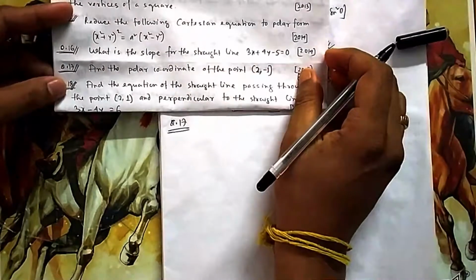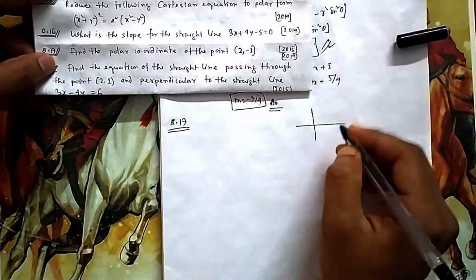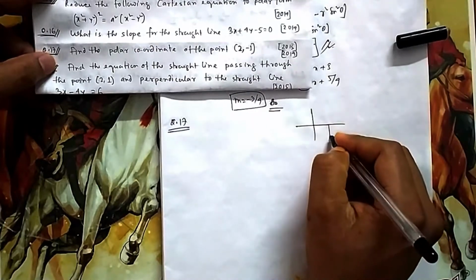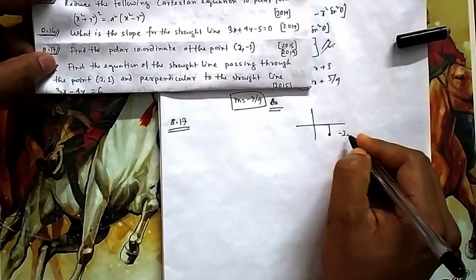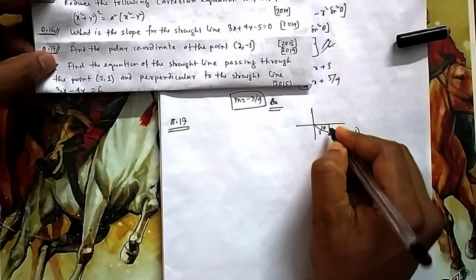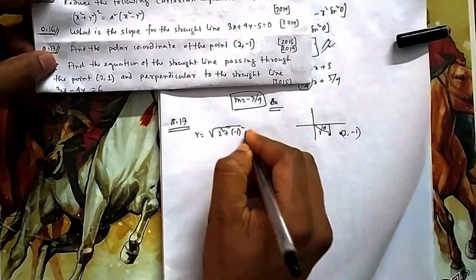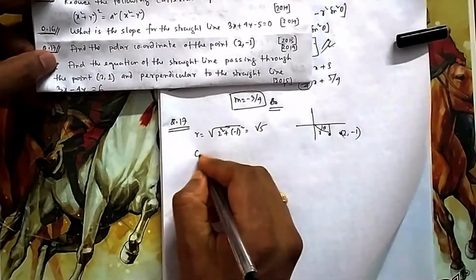If we come to question number 17, find the polar coordinates. So polar coordinates, again I have mentioned it is 2, then minus 1. So it is in the fourth quadrant, 2, minus 1. So this will be your r, this will be your theta. So what will be your r? Under root 2 square plus minus 1 square, that is root 5. And what will be theta?